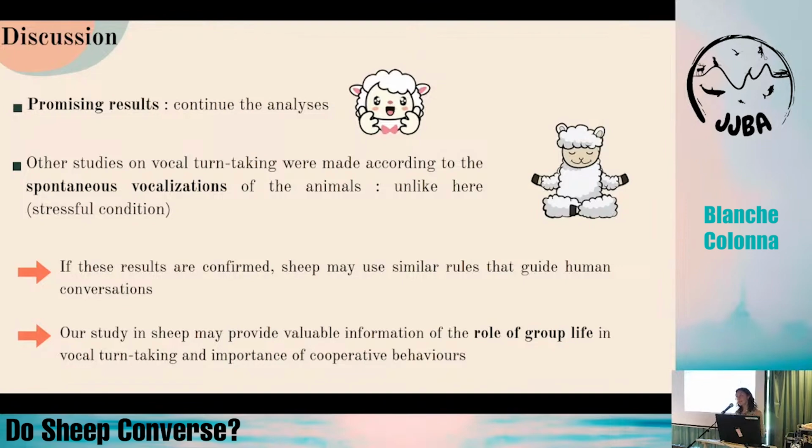And if these results are confirmed, sheep may use similar rules that guide human conversation, so it's pretty cool. And this study may provide valuable information on the role of group life in vocal production and the importance of cooperative behaviors, because this study could also suggest that vocal turn-taking could be used in another context of cooperation, and it has to be determined.